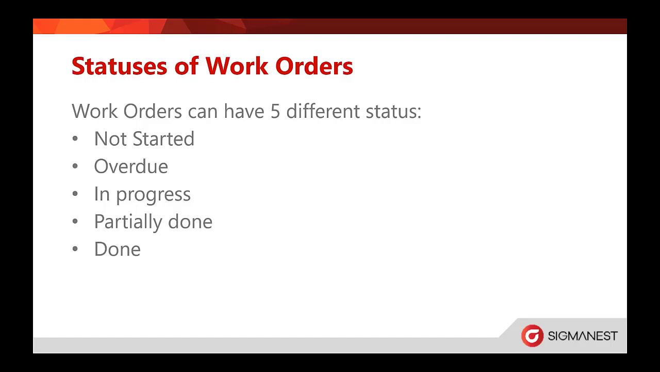The next option that we have for our status is overdue, so pretty self-explanatory here. This is just stating that the work order is overdue, so the due date is for a date and time that is previous to today's date, or the date that you're looking at the work order. The next option we have is in progress.